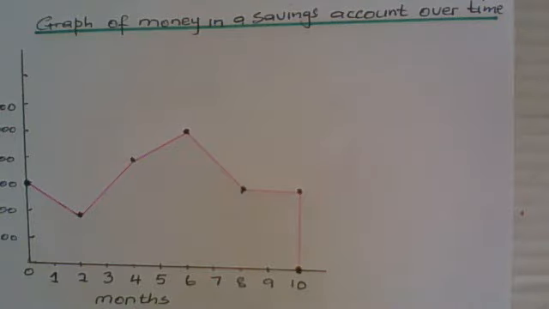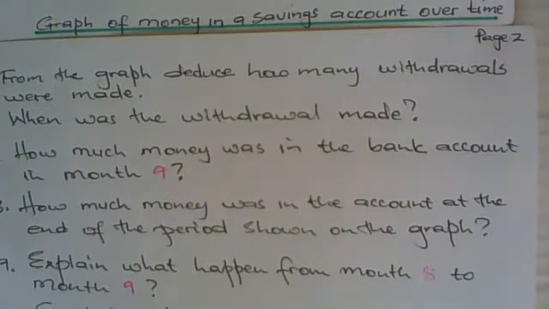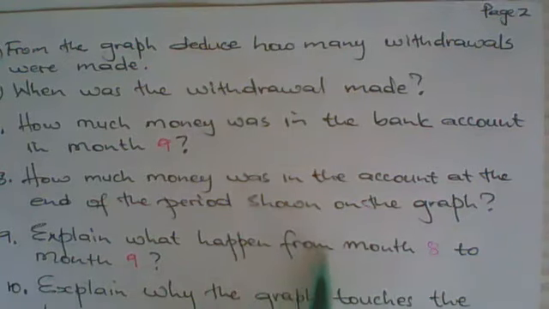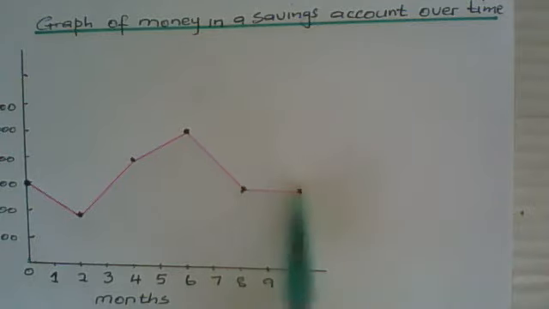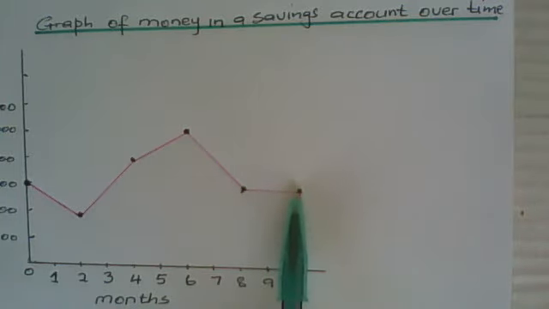The next question, that is question number 9. Explain what happened from month 8 to 9. Month 8 to 9. No deposit and no withdrawal were made. That is exactly what happened.